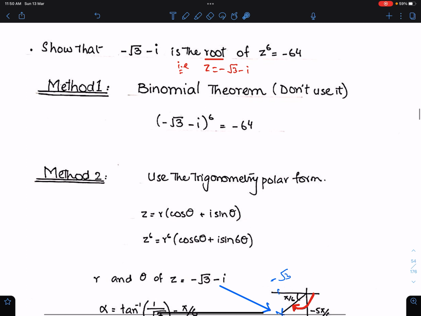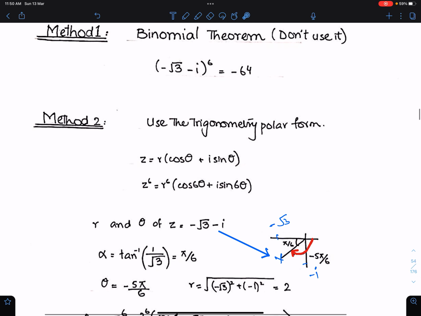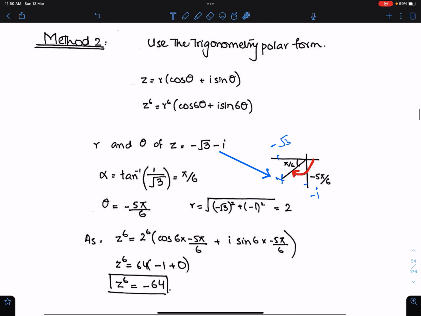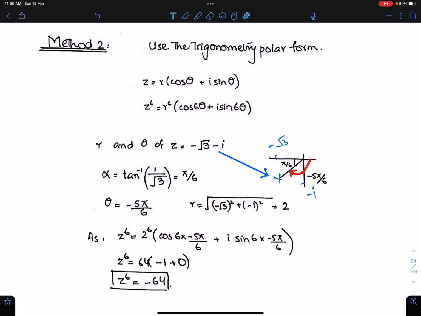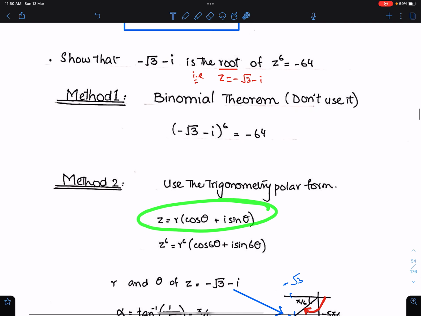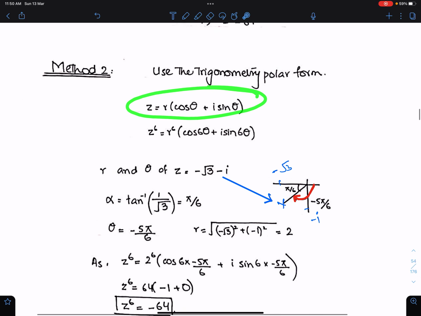An important application of trigonometric polar form. Show that under root 3 minus I is the root of this equation. There are two methods to prove this. The first method is the direct method. We can directly substitute this here, but this method is very lengthy. We have to use binomial theorem to expand this expansion. So to make the calculation simple and fast, we will use trigonometric polar form, this form. And we will use this form for power 6 because we have to prove this equation indirectly.